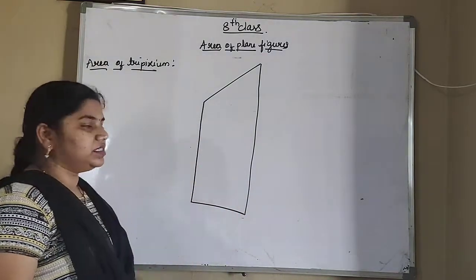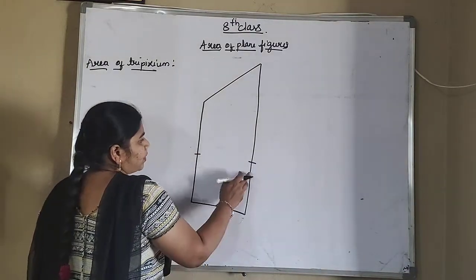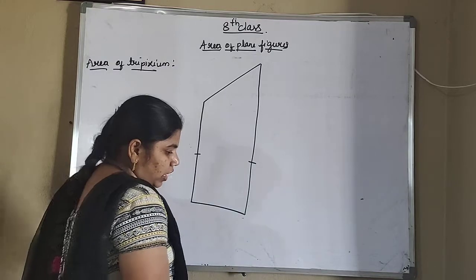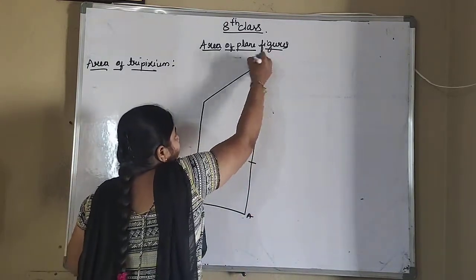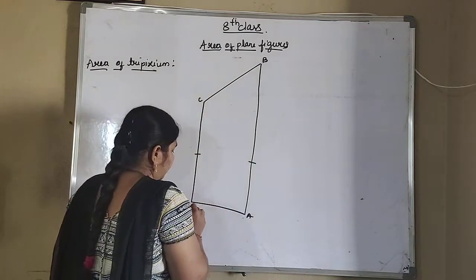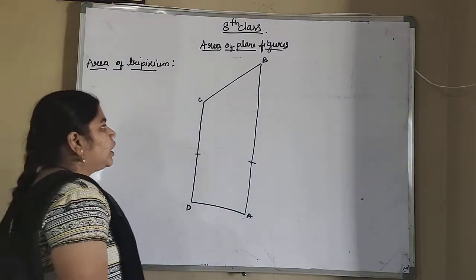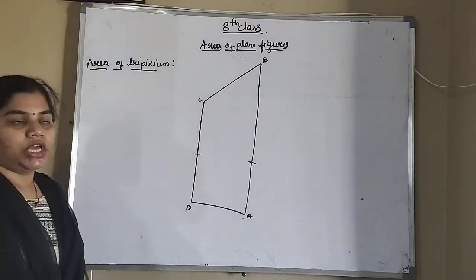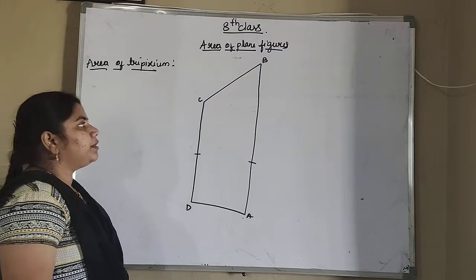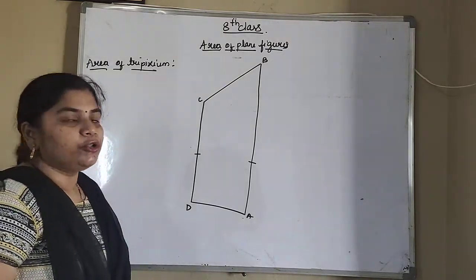So this is a trapezium figure. These are two parallel lines; this line is parallel to this line. I am naming it A, B, C, D. Now how to find the area of a trapezium we will see. This figure I am dividing into two parts.